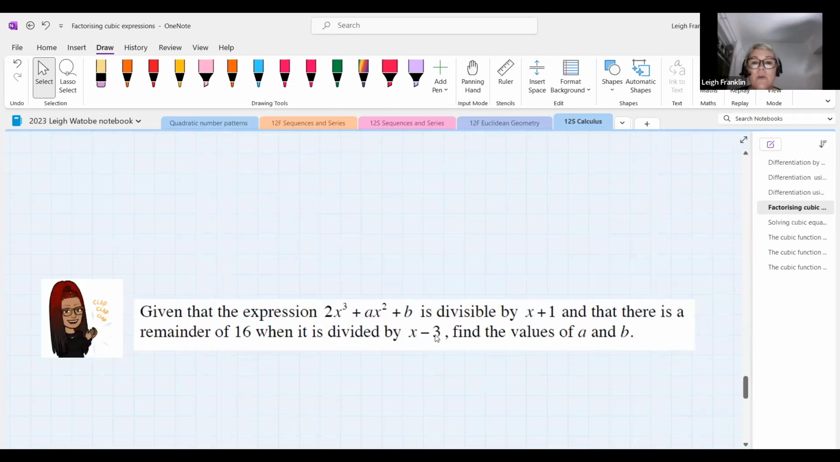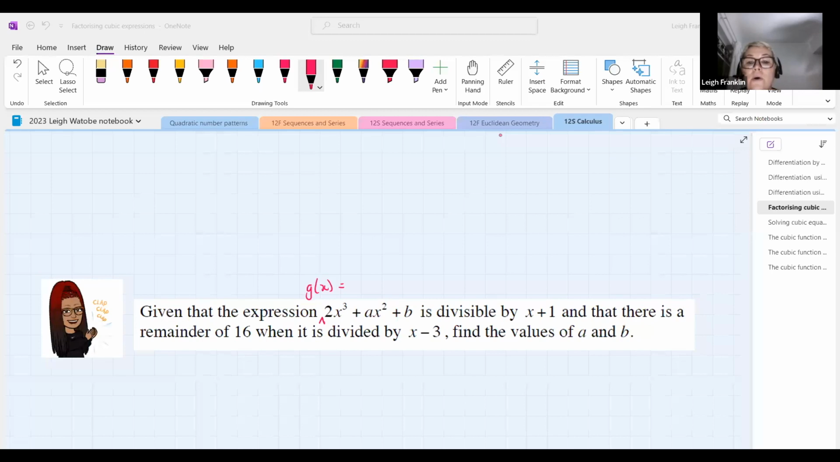Then what they do in a question like this is combine the two together. You've got to be careful when you read a question like this one. It says, given the expression 2x cubed plus ax squared plus b is divisible by x plus 1. Now, if they say that something is divisible by x plus 1, what does that mean? Let's just call this g of x. Exactly, Kaniso, it means that x plus 1 is a factor.